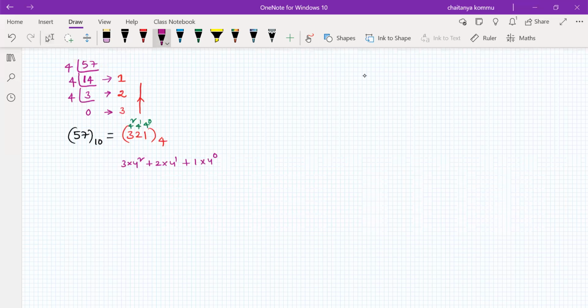What is its value? 16 threes. 4 squared means 16. A very simple problem. 16 threes are 48. 48 plus 4 twos are 8. This is 1, so 1 into 4 power 0, anything power 0 is 1. So what is the value? 48 plus 9, 57. So it is 57. That is right. Whatever procedure I have done is right. This is how we can verify.